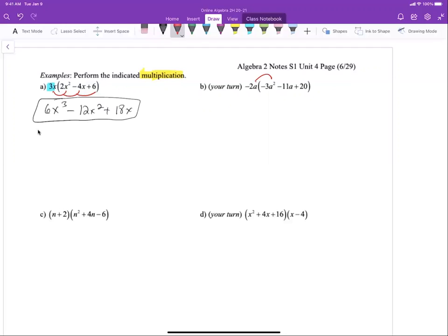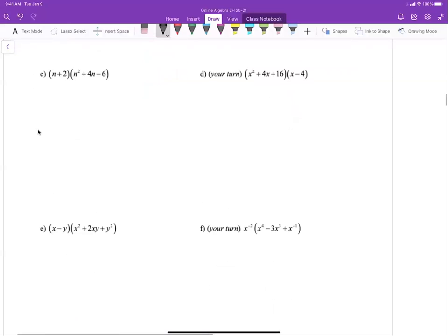Welcome back. I have to multiply negative 2a through the entire polynomial expression. And when I do that, I will get 6a cubed, and then negative 2a times minus 11a will give me positive 22a squared, and then negative 2a times positive 20 will give me negative 40a. And that is the answer.